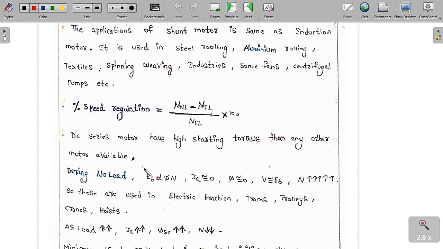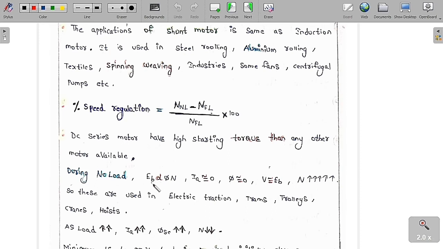I have already told you the DC series motor has the highest starting torque of any motor, and DC motors have excellent speed control characteristics. All these things I have already told you. So during no load application of this series motor, what is going to happen?